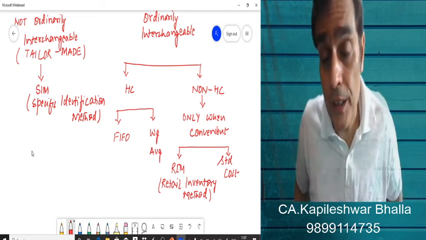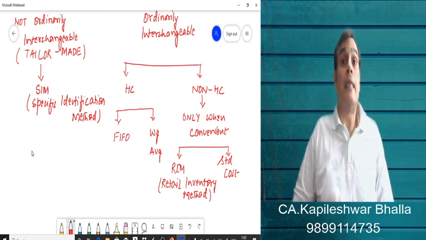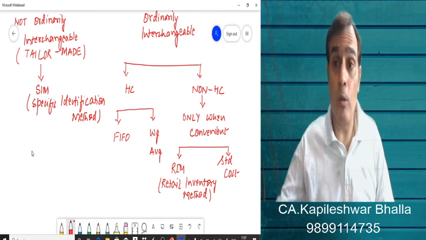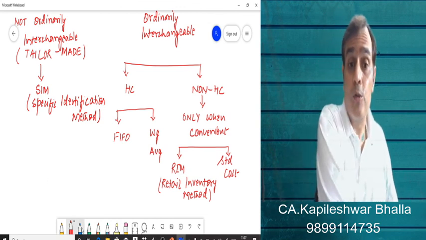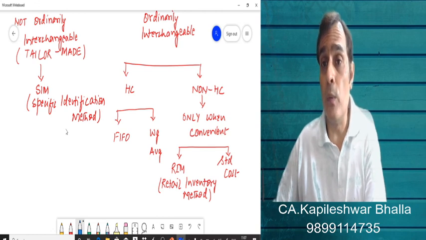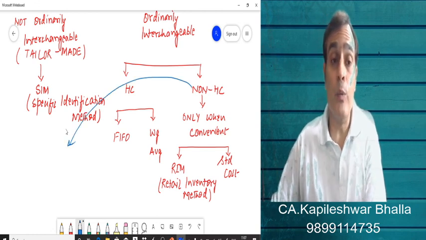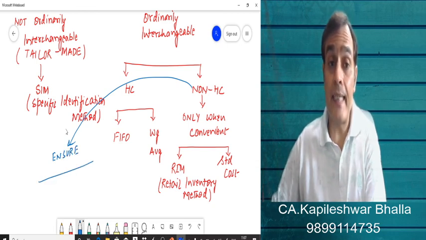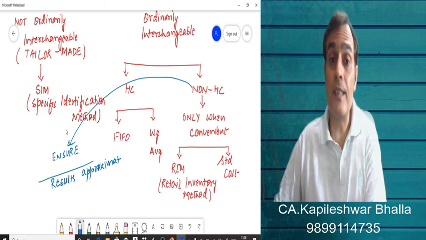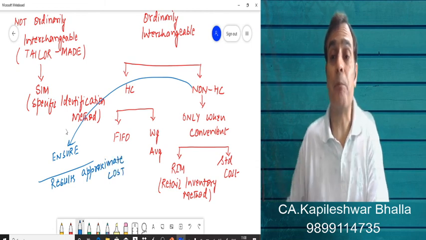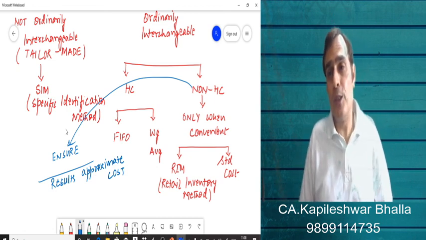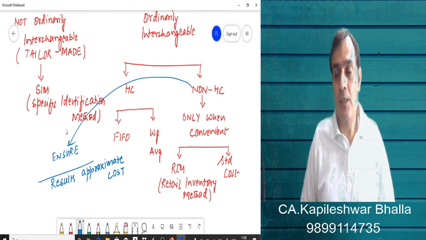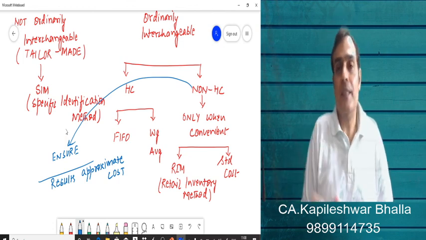And if it is convenient to apply a non-historical cost method, what is important is that yes, it is convenient, but we also need to ensure in this particular case that when you apply a non-historical cost method, the results approximate the cost. So if your results approximate the cost, then in that case we can say we will use a non-historical cost method. So that was the special agenda for the day.